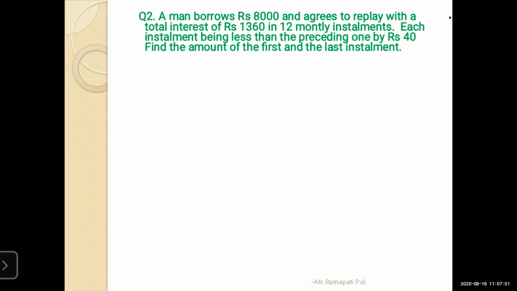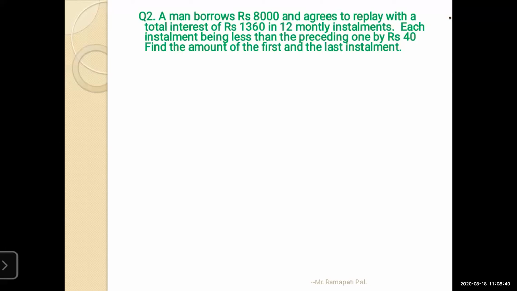So, in 12 months installment, each installment being less than the preceding one by rupees 40. Preceding means what? Tell me fast. What is preceding? Dhammesh only replying. Okay, Dhammesh. So, being less than the preceding one means whatever previously given, that amount is less by 40 rupees.